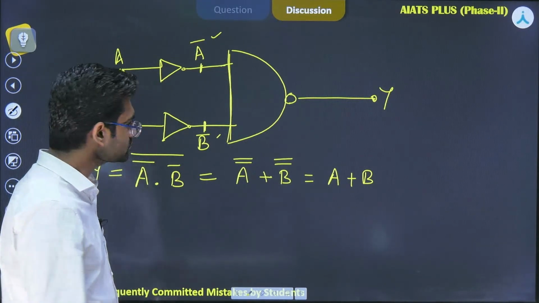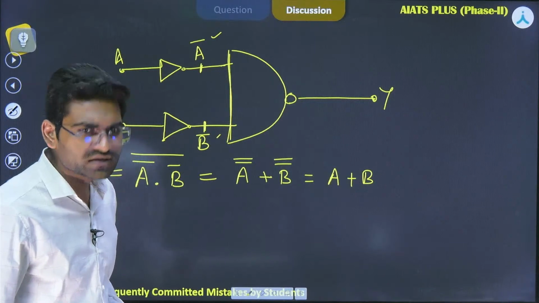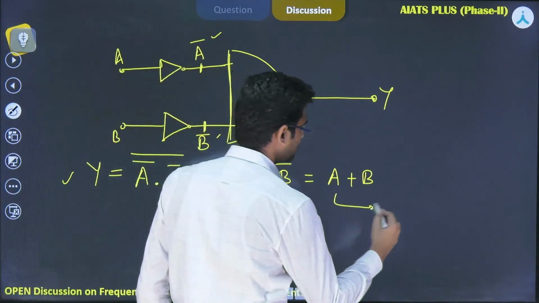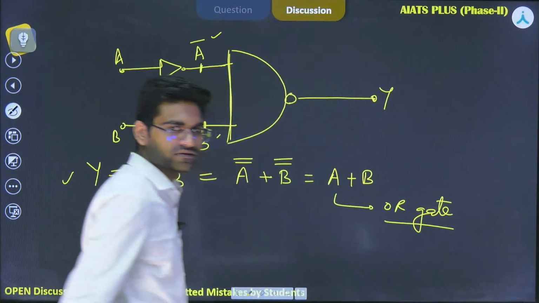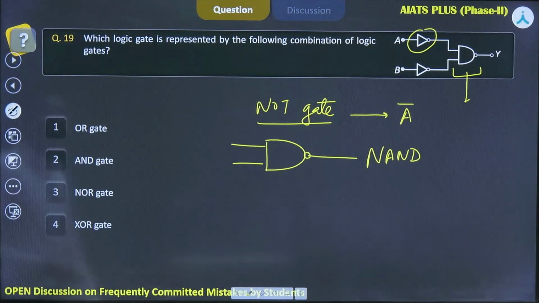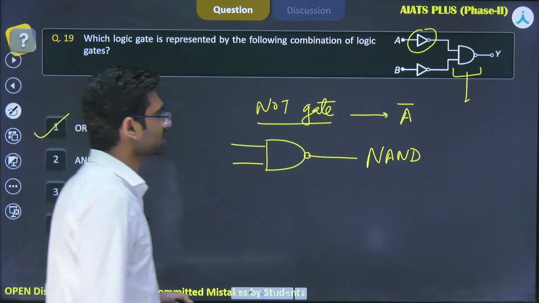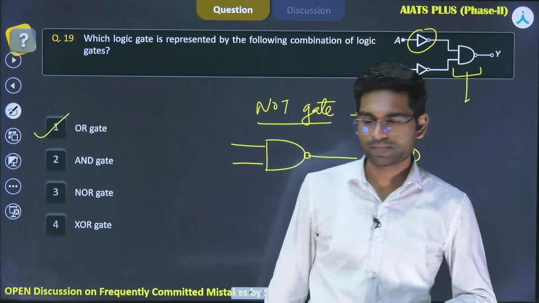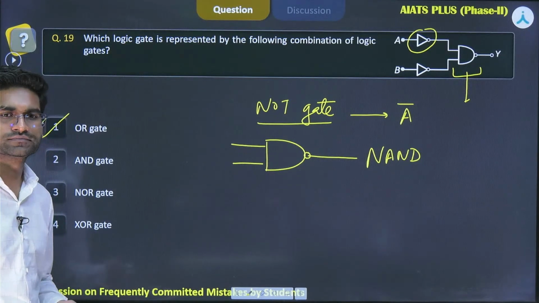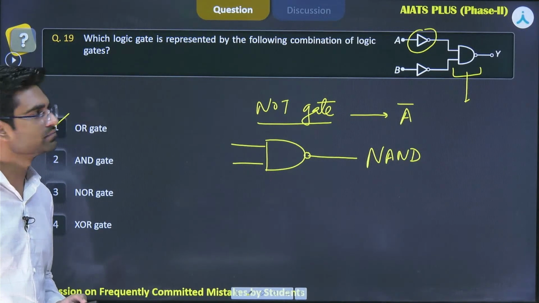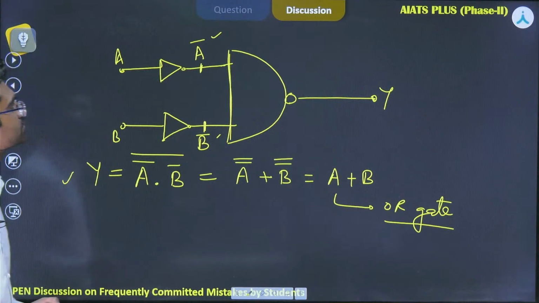Okay, so this is A plus B. Yes, Lucky. And this A plus B is OR gate. Okay, so this is OR. This is the answer. Option 1 has OR gate here. Any doubt? Lucky, Riddhi, any other student? Any doubt here? No? Let's move to another question then.